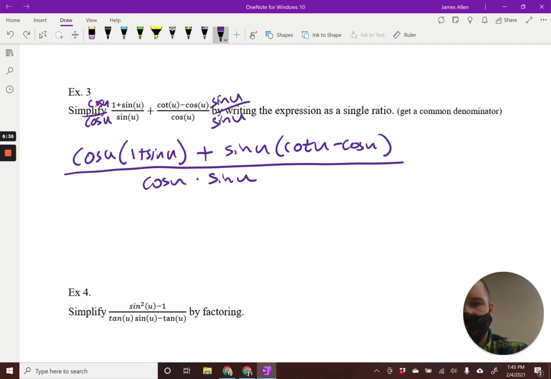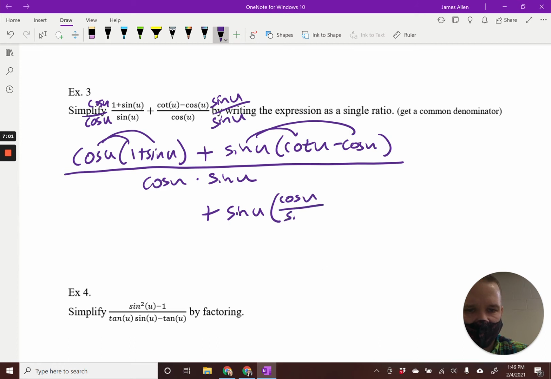But what I can do is I can distribute this in. All right, I can distribute that in. So let's do that. And I'm going to show you why I want to do that. Because before we didn't distribute in on one of them, but you're going to see something here in a sec. I'm going to work with this one over here on the right-hand side first. So this is sine of u times, and I'm going to change that cotangent to be cosine of u over sine of u, and then minus sine of u cosine of u.